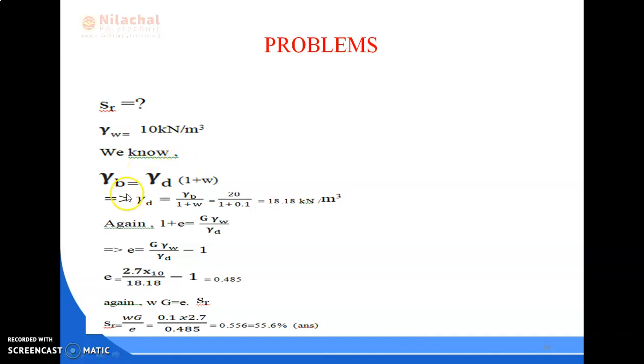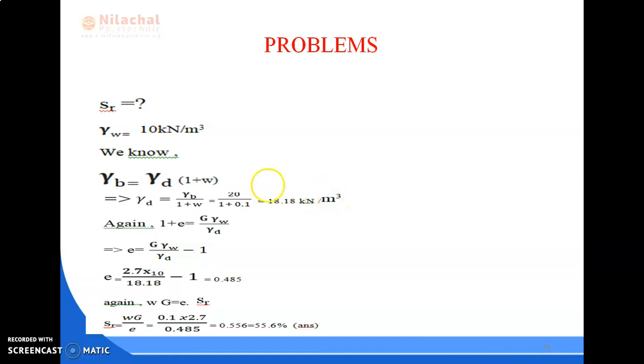We know gamma B equal to gamma D into 1 plus W, or implies gamma D equal to gamma B by 1 plus W. So everything is given. The values are 20 by 1 plus 0.1. So after calculation we find the value is 18.18 kilonewton per meter cube. So the first answer is completed.